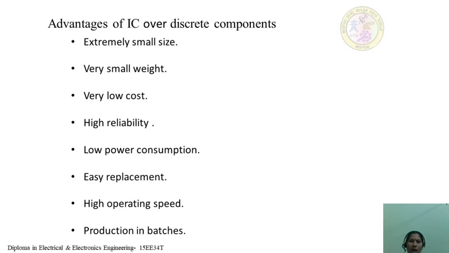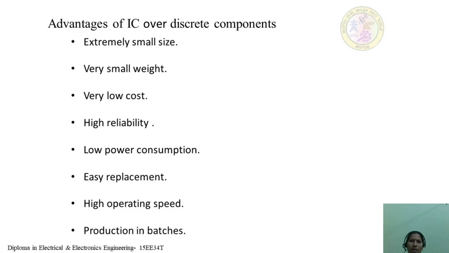These ICs have a high operating speed, which means they operate in a very fast manner. As the size of the ICs is very small, they can be produced in batches. Batches means at a time we can produce n number of ICs.